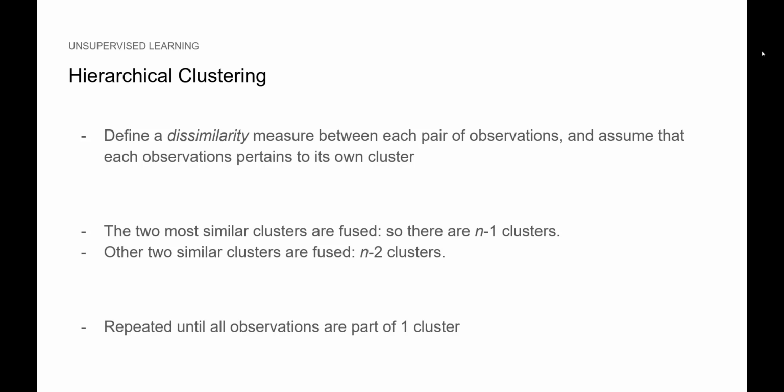It starts by defining a dissimilarity measure between each pair of observations, and it assumes that each observation pertains to its own cluster. Then, the two most similar clusters are combined, so there are n-1 clusters. The next two are combined, resulting in n-2 clusters, and so on and so forth, until all observations fall in one large cluster.